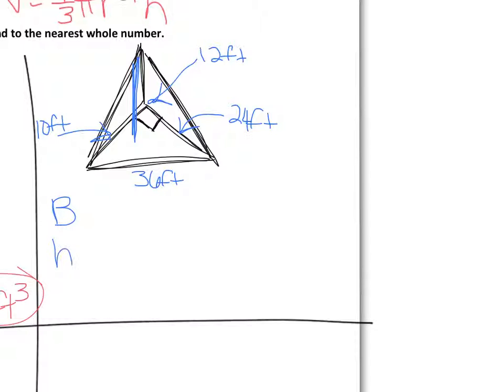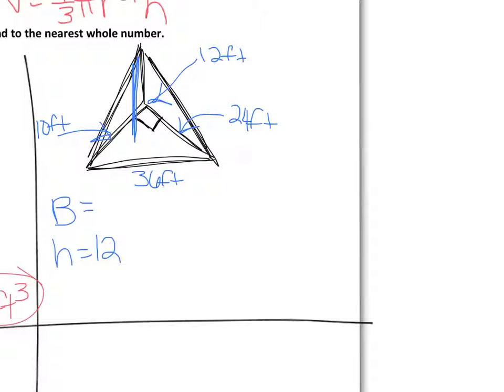To find the volume of a pyramid, I need two things. I need the area of the base, and I need my height. The height is easy to find. How tall is this pyramid? 12. The height of the pyramid is 12 feet tall. Now, when I look at the area of my base, first, what shape is my base? Triangle. Okay, it's a triangle. How do you find the area of a triangle? Base times height. Half base times height.